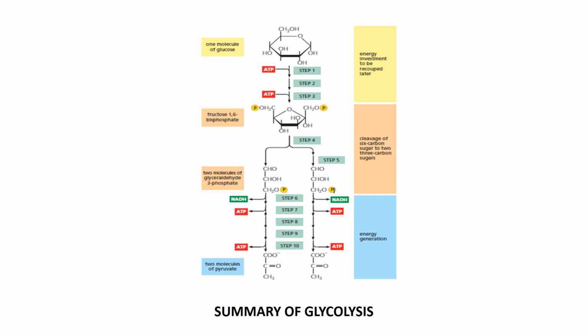In step 7 and step 10, it releases two molecules of ATP each, and thus these steps are known as energy generation steps, and the final product of glycolysis is two molecules of pyruvate.